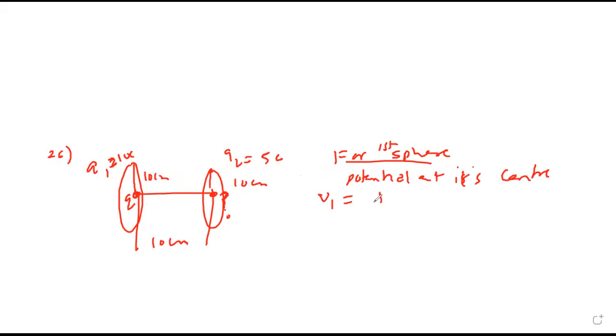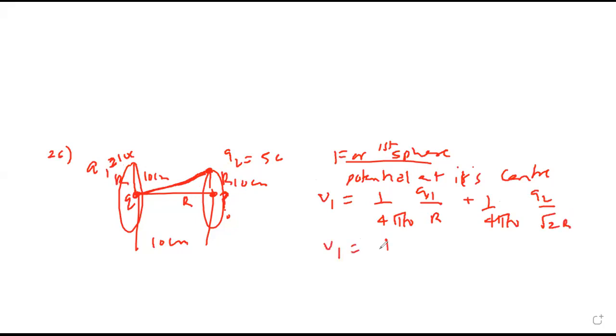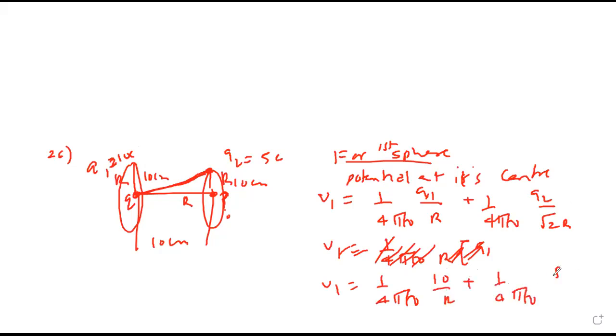V1 is first from its own charge, which is 1 upon 4 pi epsilon naught Q1 upon radius R. Now the charge on the other ring, its distance from here is this. Because both the charges will contribute, its own and the neighbor's as well. So this will be 1 upon 4 pi epsilon naught Q2 upon the distance. This distance is 10, this distance is 10, everything is the same, so taking this as R, this is also R, so it is root 2 R. Q1 is 10, so V1 equals 1 upon 4 pi epsilon naught 10 upon R plus 1 upon 4 pi epsilon naught 5 upon root 2 R.